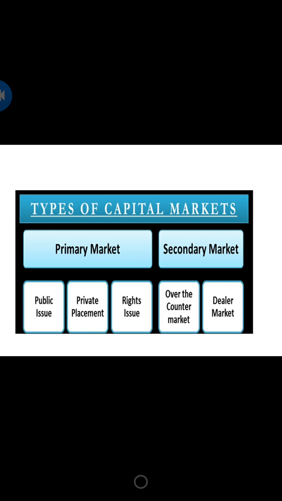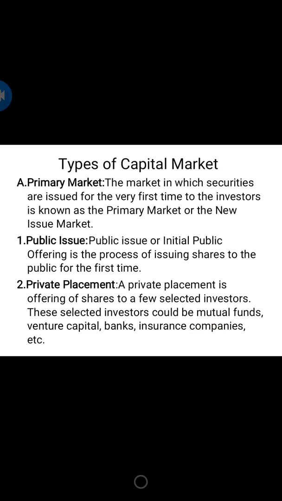Capital markets are classified into two categories, the major markets: primary market and secondary market. First is your primary market. What is primary market? Primary means first, right? The market in which securities are issued for the very first time to the investors, we call it the primary market or the new issue market.